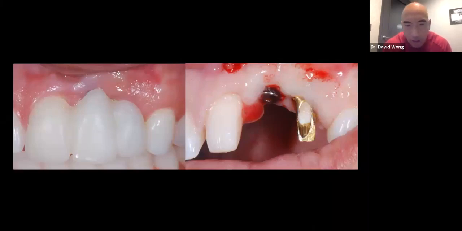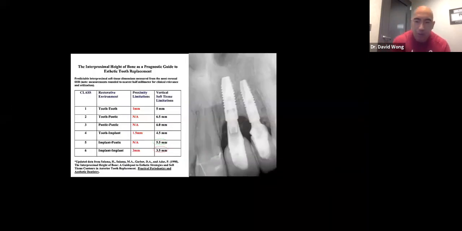The second thing she wanted, however, was papilla between 8 and 9 and 9 and 10. With the provisional off, you can see the papilla between 9 and 10 goes almost in a negative direction. So how are we going to get papilla in that area? So this is, I'm going to show you our approach here.